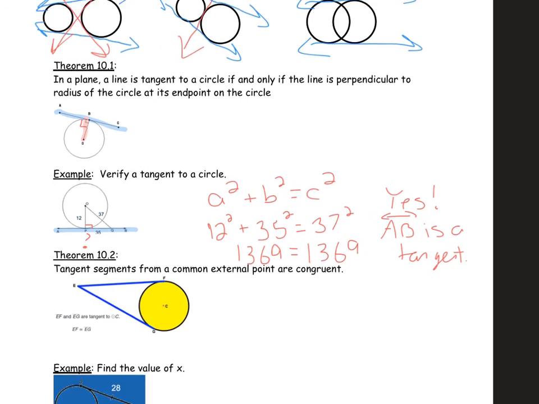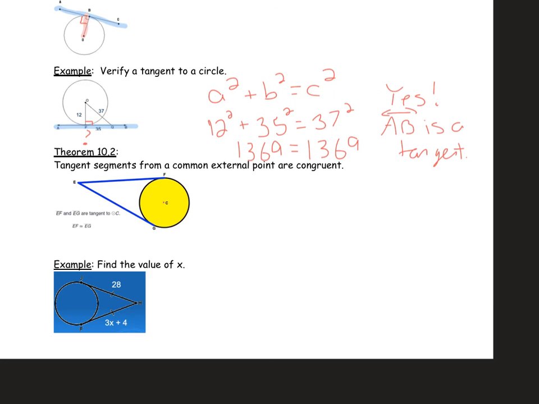The last theorem I want to talk about today is 10.2, and that says tangent segments from a common external point are congruent. So that means that EF would have to be congruent to EG since we're told they're both tangents. So we can use that in this last example to find the value of x. You're told these are congruent, which means they're both tangents. So you're just going to take these expressions and set them equal to each other. Solve that, and you will find that x will be 8.